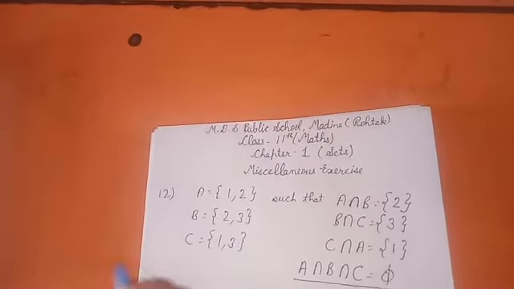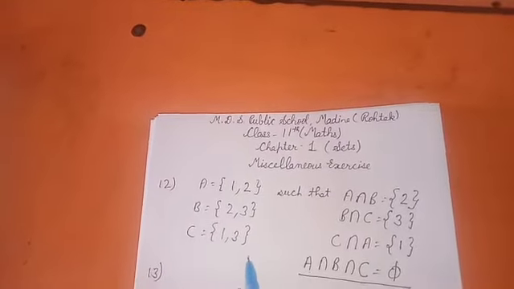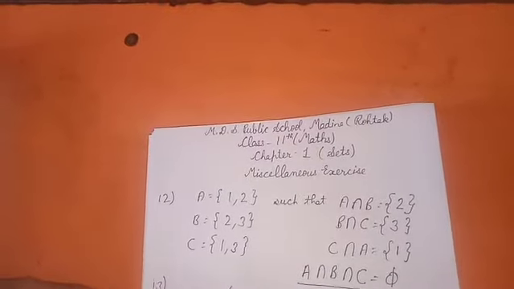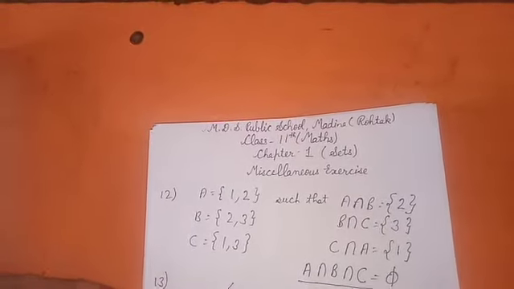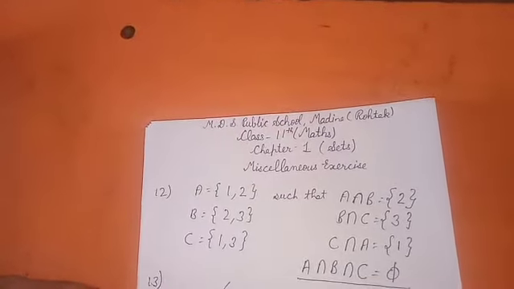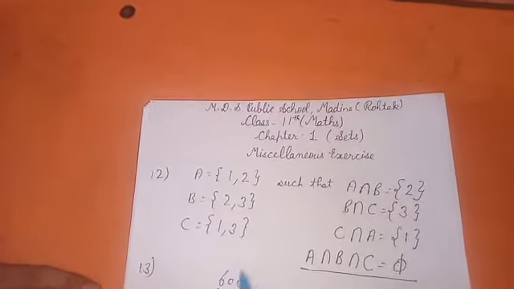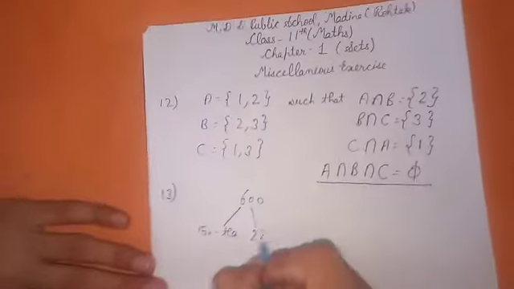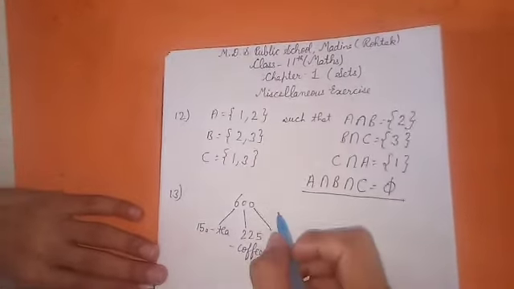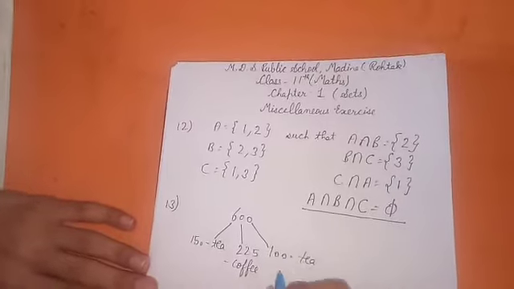Now question number 13 is in a survey of 600 students in a school. Means a survey was done on 600 students of a school. 150 were found drinking tea. Okay, 150 drinking tea. 225 taking coffee. 225 coffee. 100 taking both. 100 were there who take tea and coffee.